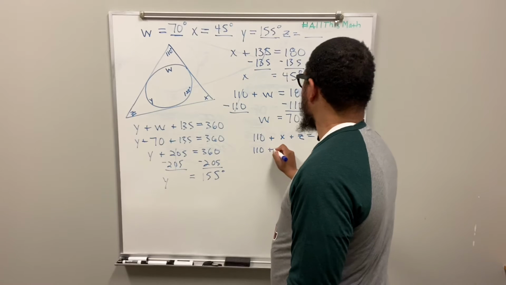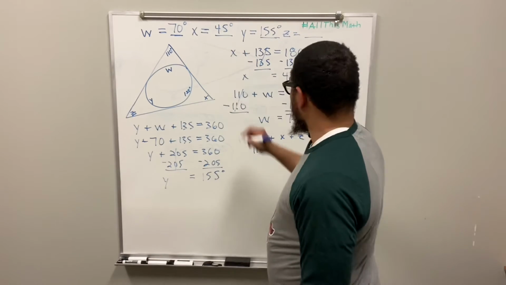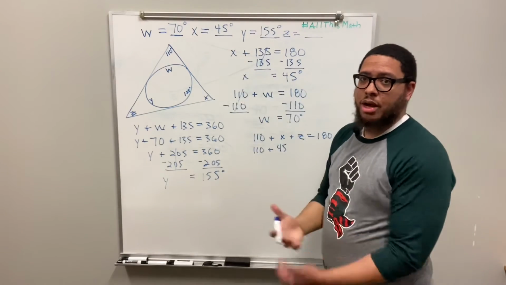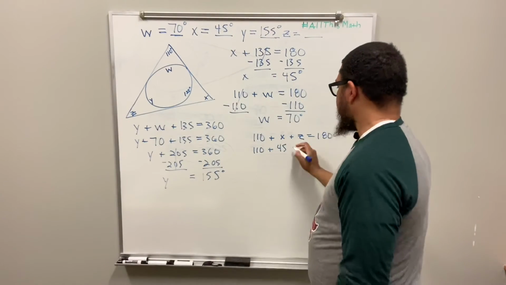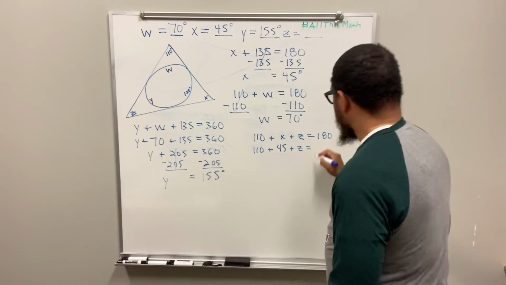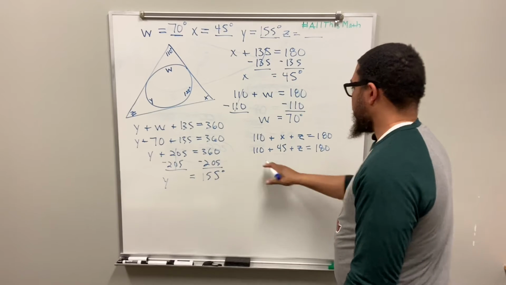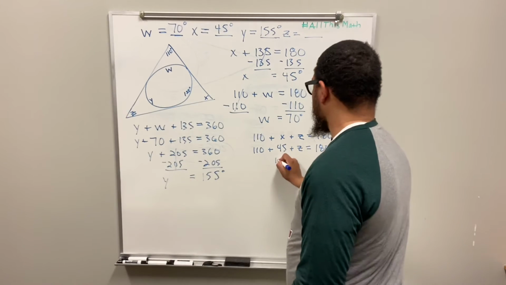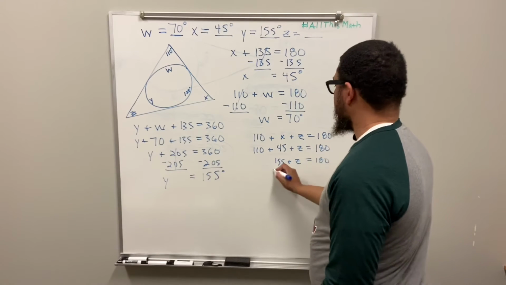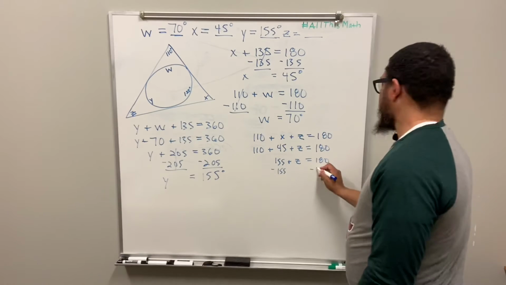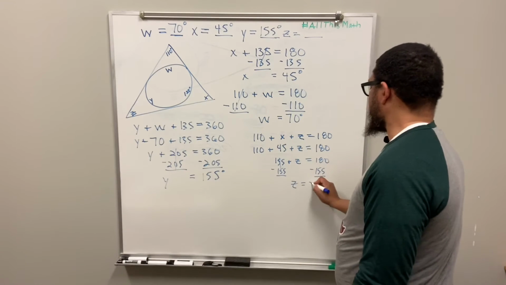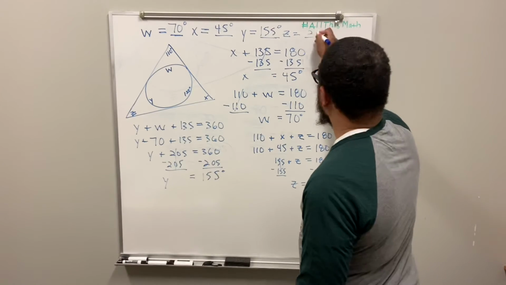So now I got 110 plus X. X is 45 though. If I know the number, I don't need the letter. We don't need variables, right? Plus Z, I still need the variable Z though because I don't know what Z is yet. Equals 180. What's 110 plus 45? 155. Plus Z equals 180. Now, subtract 155 on the left, subtract 155 on the right, and Z equals 25 degrees.